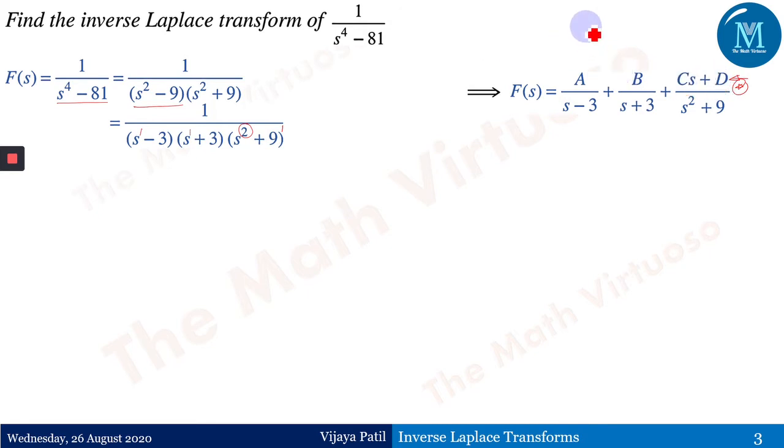Suppose, for example, I'm just giving an example here, I have s cube plus 3s square plus s plus 1 as one of the factors in the denominator. Then at that time the numerator would be As square plus Bs plus capital C. So the degree is 3 and the unknowns are A, B and C. Similarly, here we have degree 2 and the unknowns are C and D. Here the degree was 1 and the unknown is just 1. So it's less by 1.